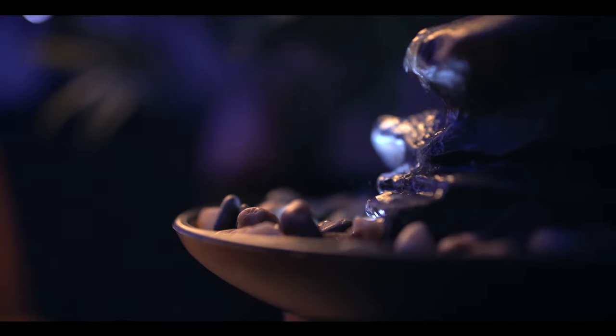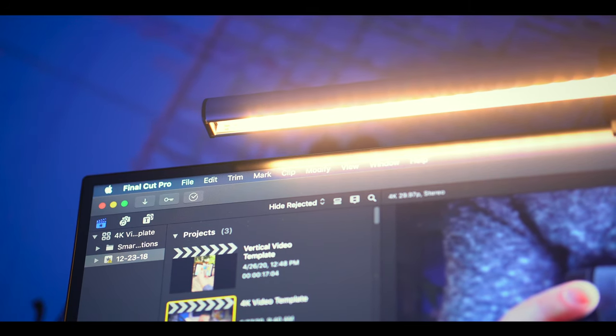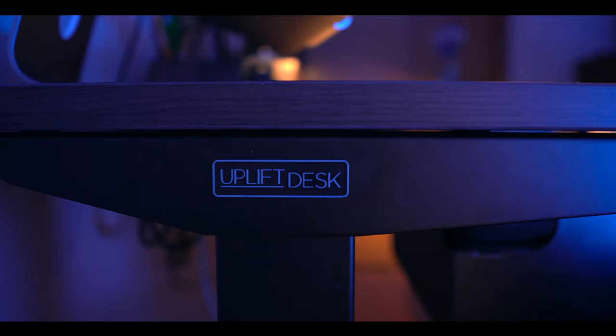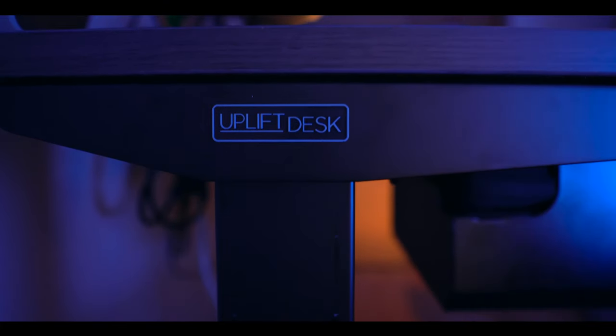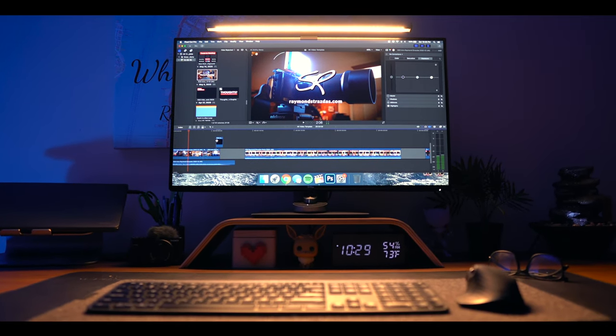A desk is so much more than a place to work. It's a space that defines who a person is. Their work, their personality, their habits, it speaks volumes about a person's character. Today, I want to introduce you to my new creative work from home space.